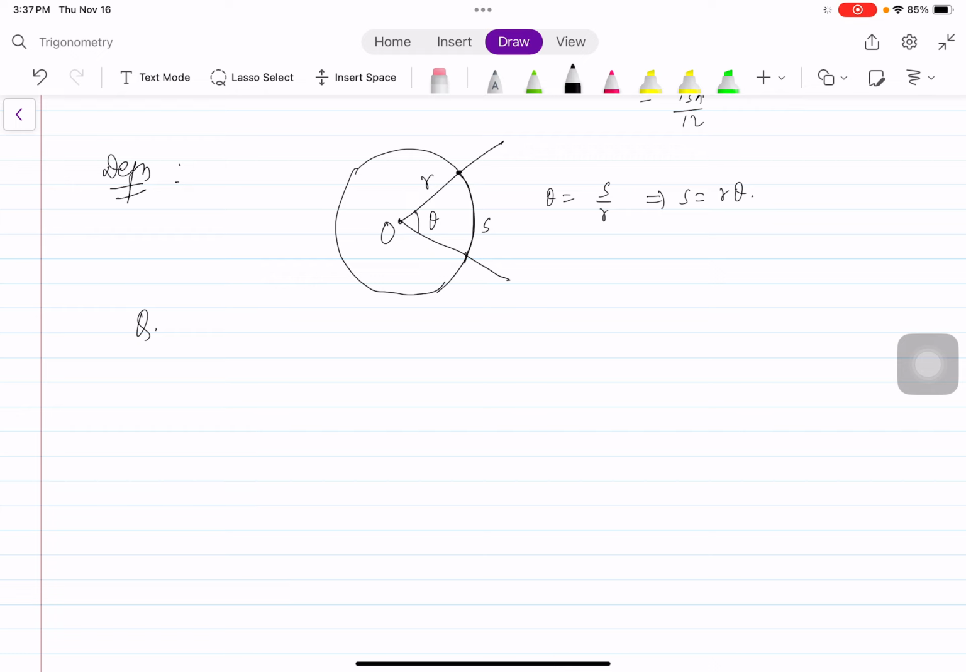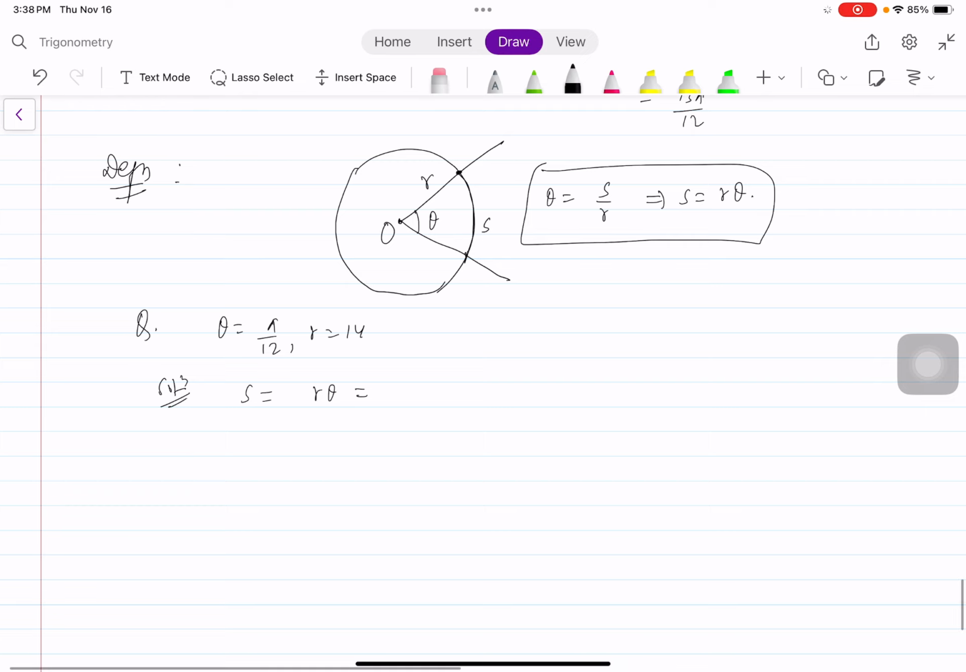Say you are given theta equals pi over 12 and r equals 14. So how to calculate arc length in this case? s equals r theta, simple formula. Remember, this formula is only valid when theta is given in radians. If theta is not in radians, we are supposed to convert theta into radians. So r theta, and this is simple, just plug in the values and get 7 pi over 6. You can plug in the value of pi to get the exact answer.